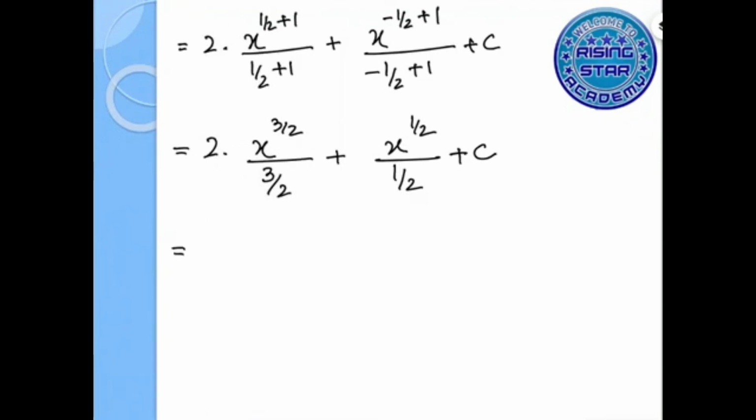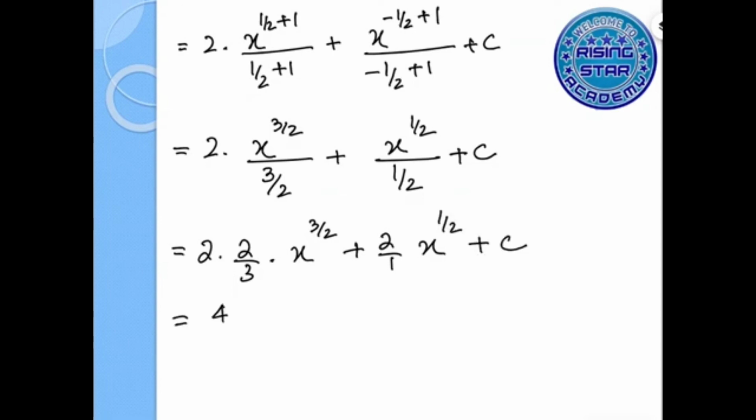On further simplification, we can write 2 into 2 by 3 into x to the power of 3 by 2 plus 2 over 1 into x to the power of 1 by 2 plus c. So that would become 4 by 3 x to the power of 3 by 2, plus 2 over 1 means 2, that is x to the power of half plus c.